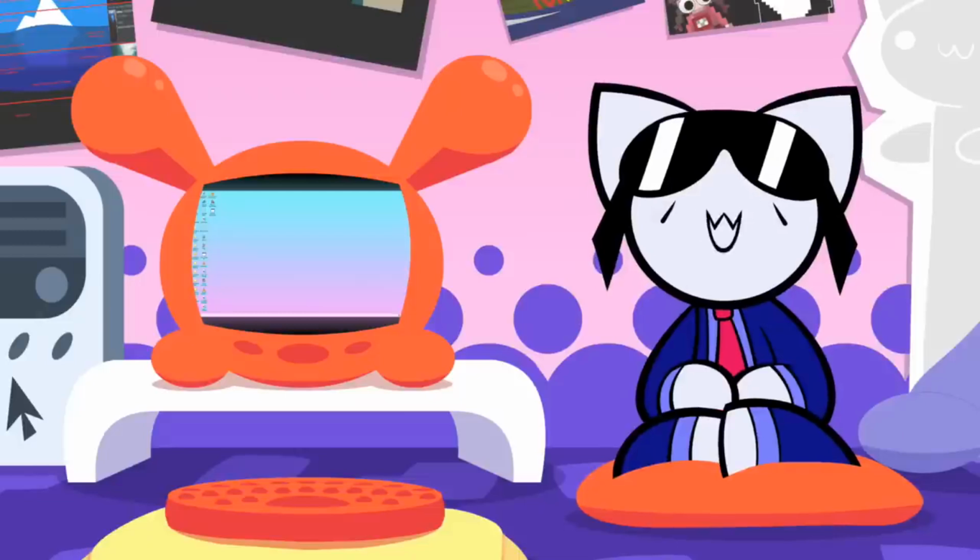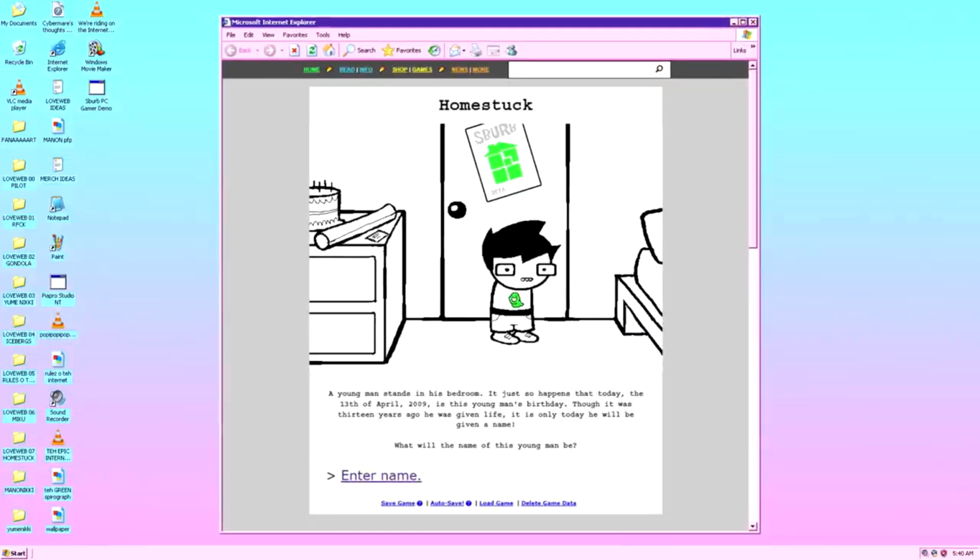But don't worry, I'll explain to you what Homestuck actually is during these little intermissions. First of all, Homestuck is a webcomic. It is commonly called a webcomic, but it is so much more than just a comic hosted on the internet. Because Homestuck utilizes the fact that it's hosted on the internet to its fullest.